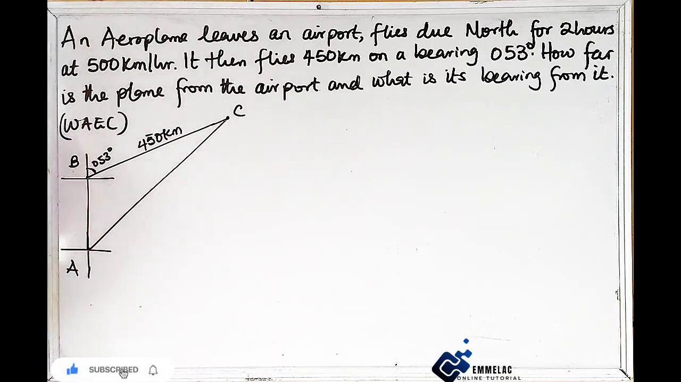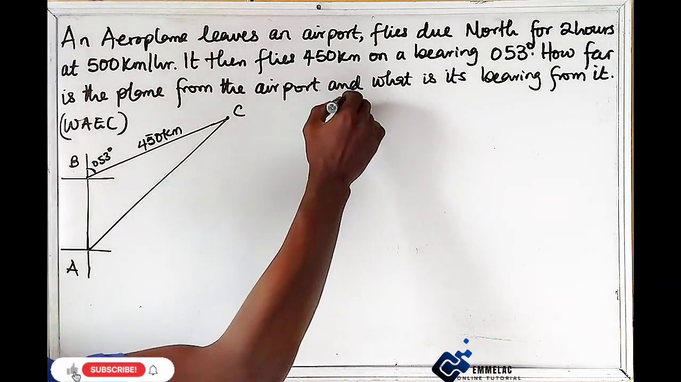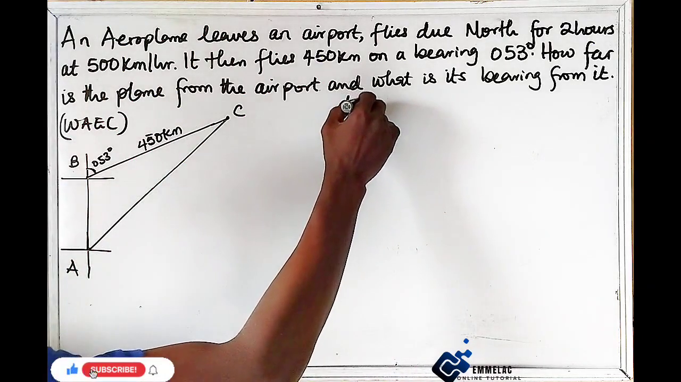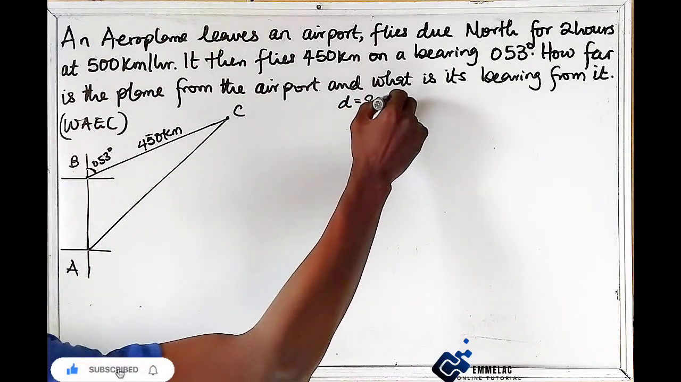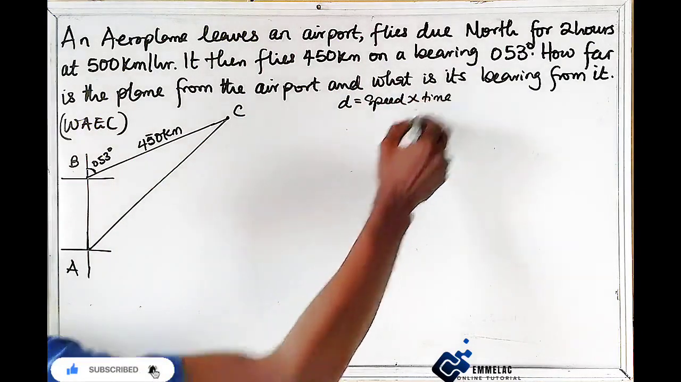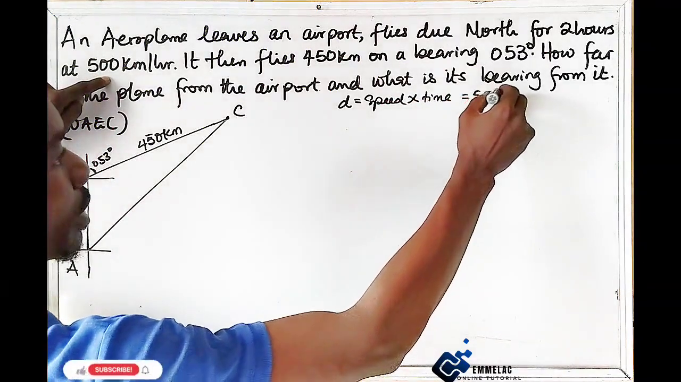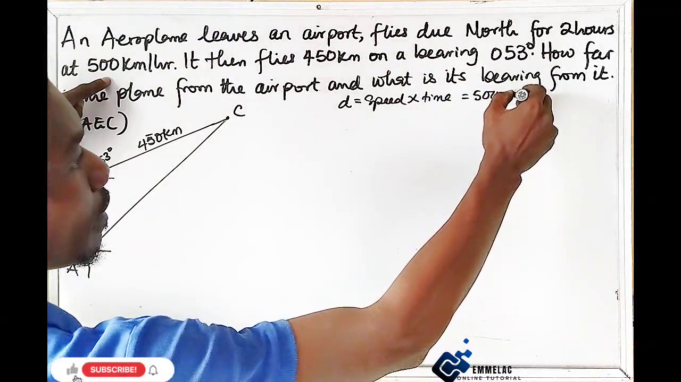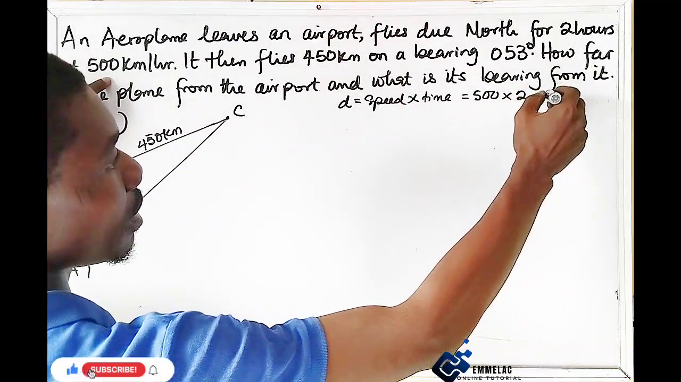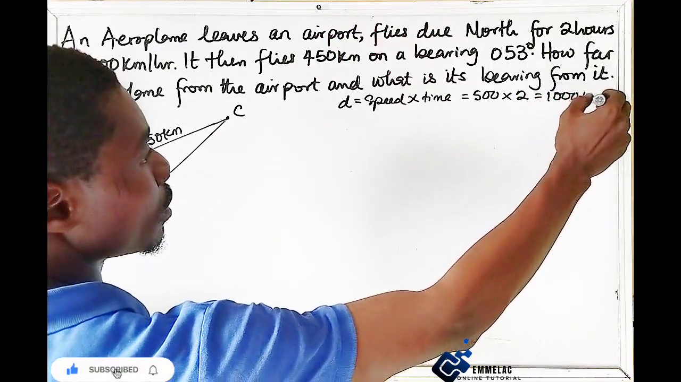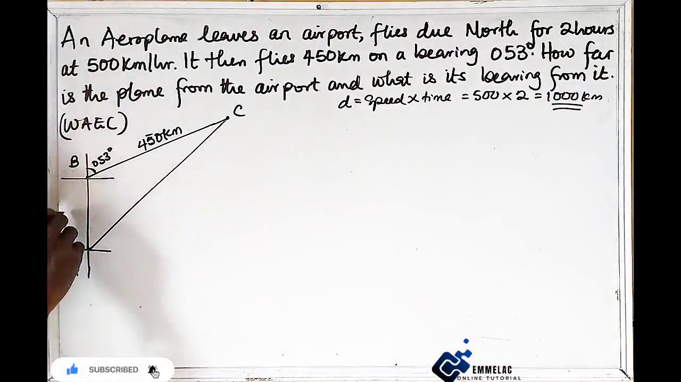Now let us find the distance to which it traveled due north. Distance equals speed times time. Our speed here is 500, so that'll be 500 times 2 hours, which gives us 1000 kilometer. So this part here is 1000 kilometer.